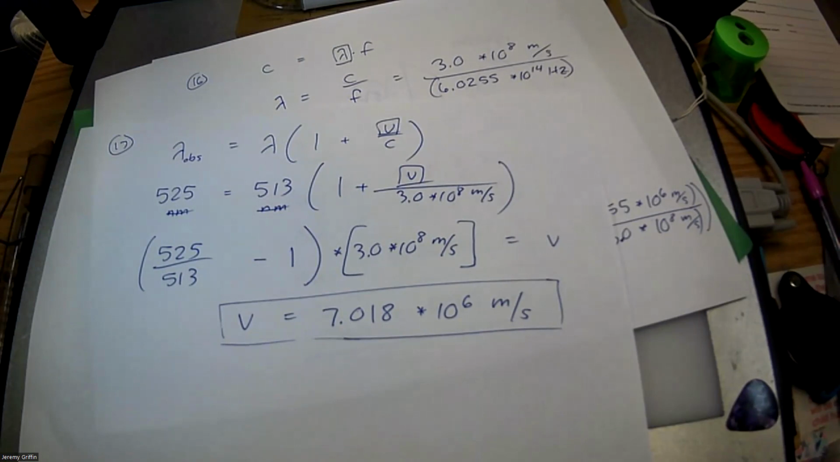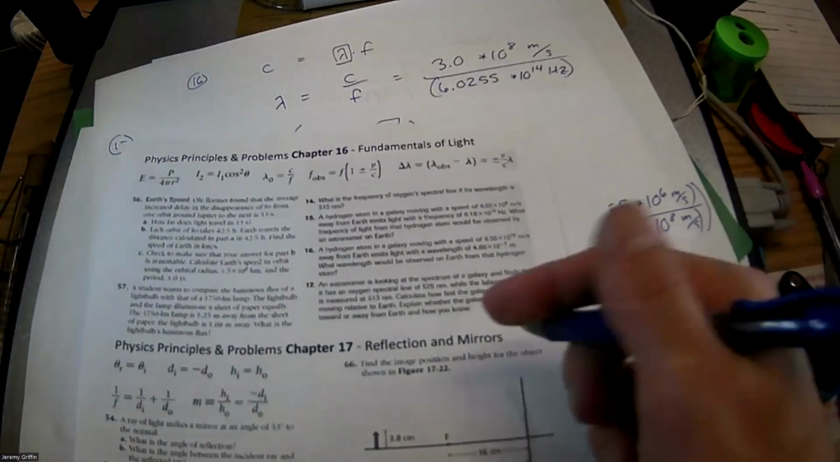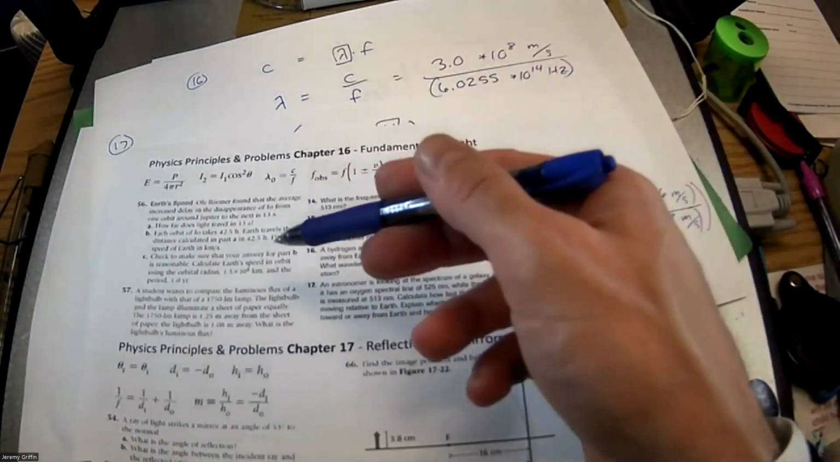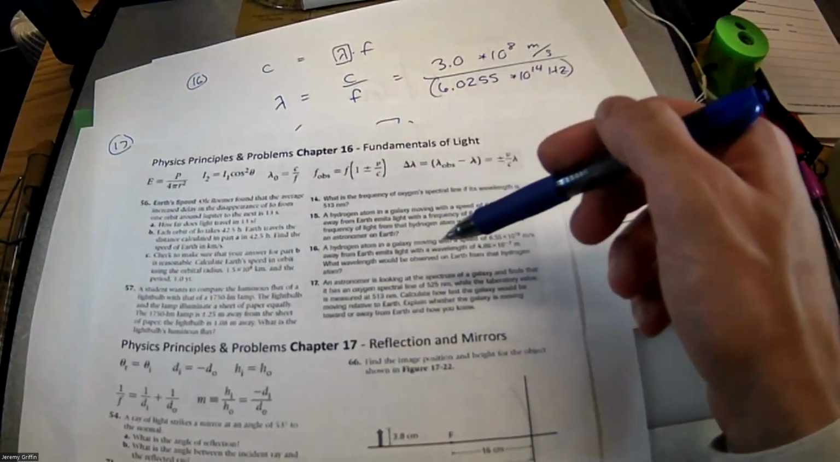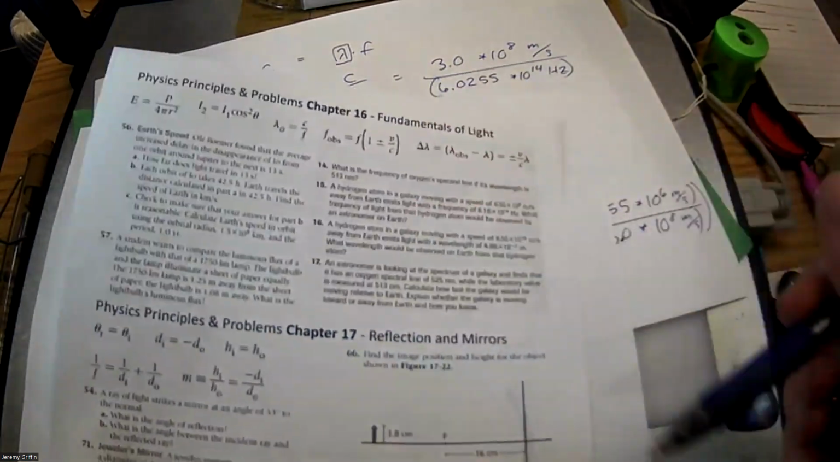All right, so that covers chapter 16. There were some new topics there. We got luminous flux and illuminance. We got Doppler shift. We got spectral lines. So you guys got to learn some new stuff today.